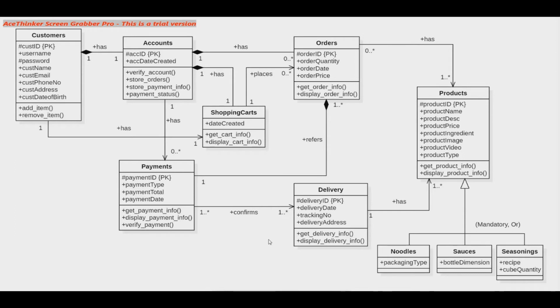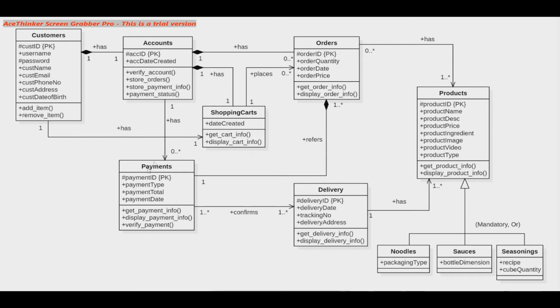I will explain about the entity of orders, payments, and delivery. First, let's take a look at the entity of orders. The attributes are order ID, which is the primary key, order quantity, order date, and order price, while the methods are get order info and display order info.